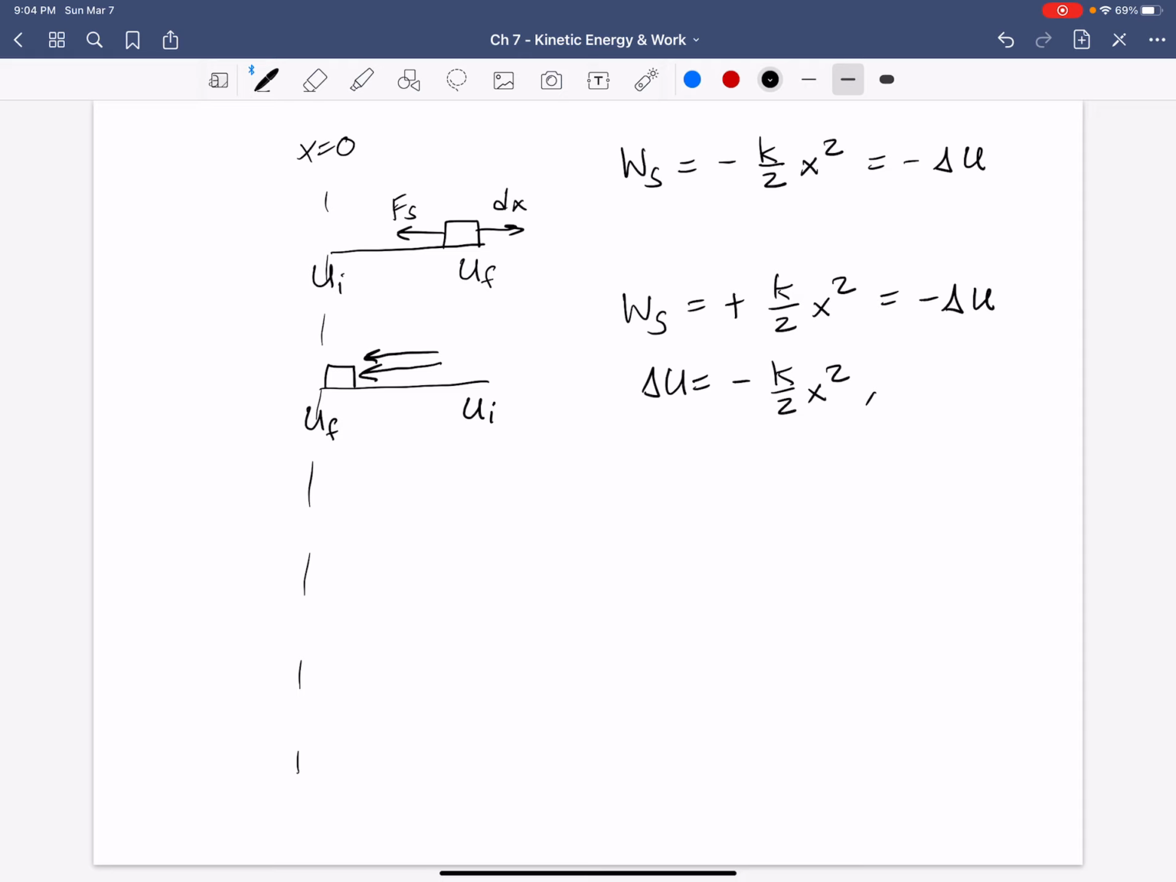Then we have a positive delta K is positive. Let me just write it like this. Okay, it speeds up, in other words.